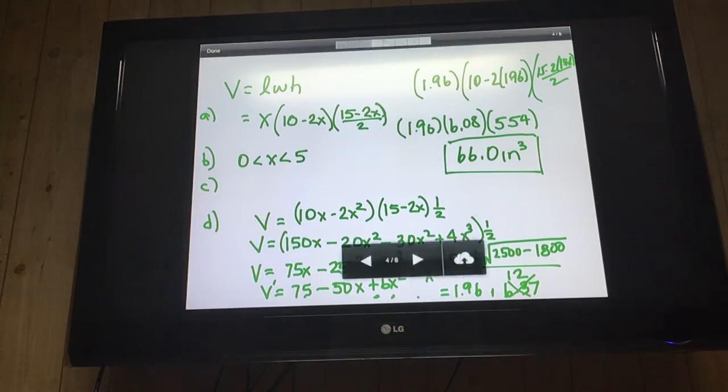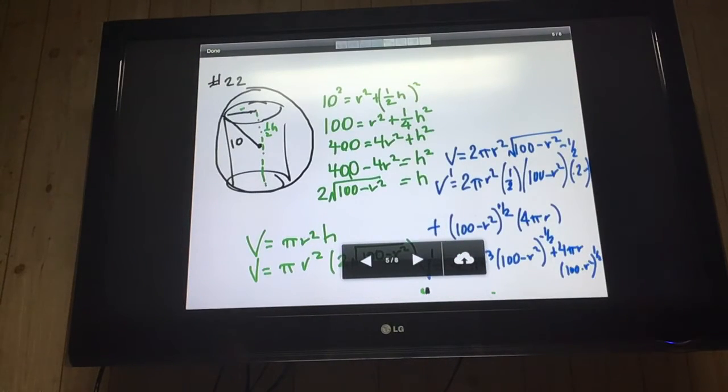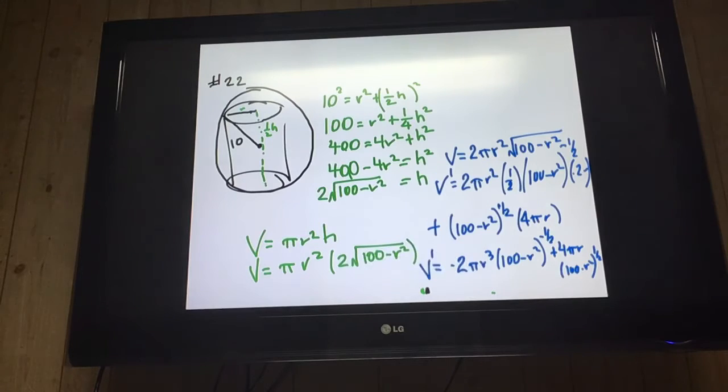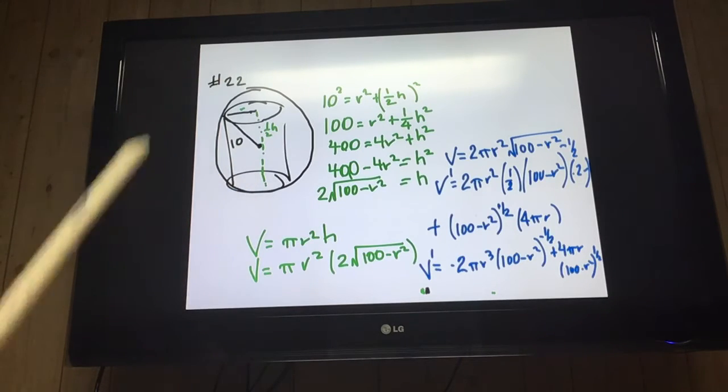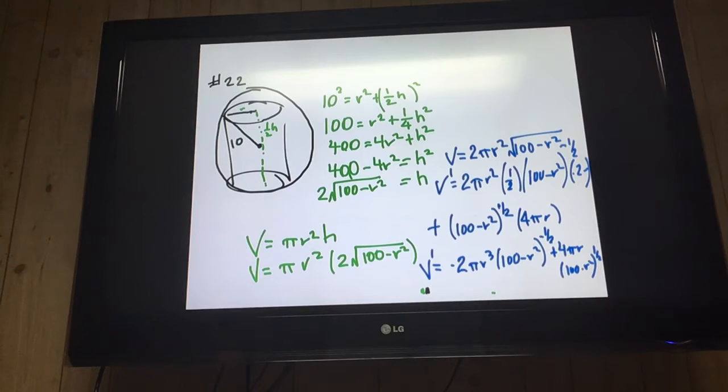All right. Now this next one is a tough one. I don't have a problem if you didn't get this one, but it is a little bit of a tougher one. So we have a cylinder inside of a sphere, so basically a can inside of a ball. And it's inscribed, so that means all the corners of the can are touching the sphere of the ball. So all those sides are touching.